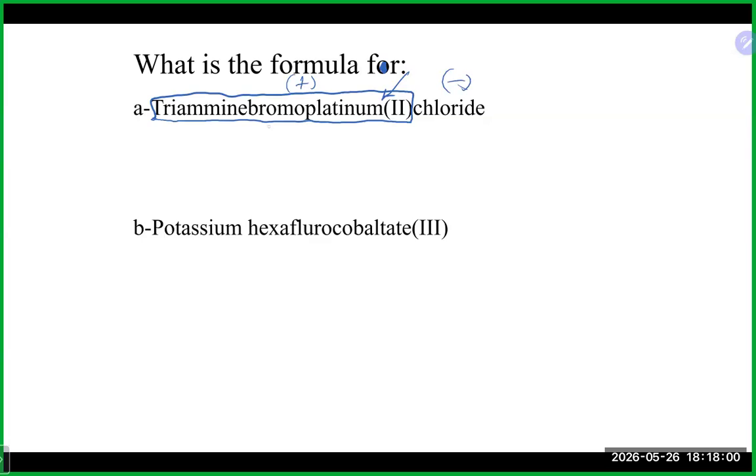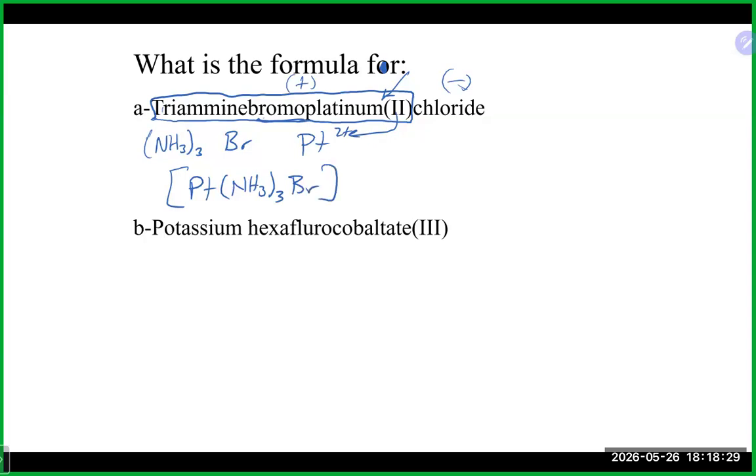So looking at the complex ion part, triammine, that ammine is NH3, and tri means I got 3 of them. Bromo is bromine, and I just got one of them as there's no prefix with it. And I have a platinum that is a +2 charge because of that. So basically just putting together the complex ion part, I will have my Pt, I will have my NH3 to the 3, and I'll have my Br.